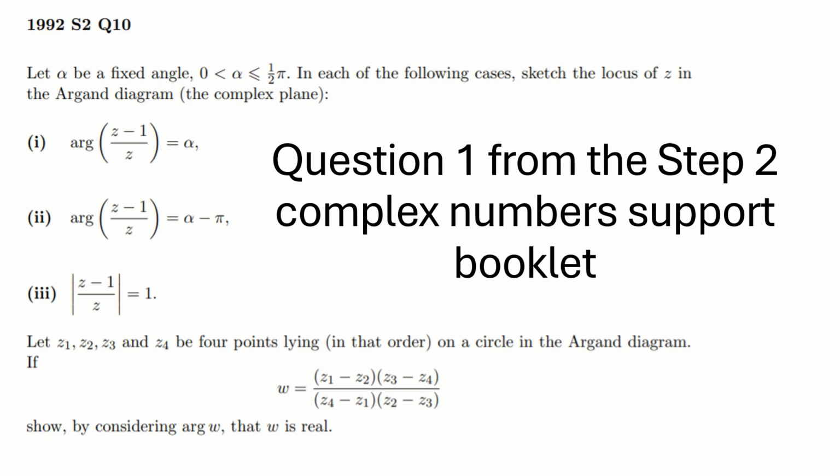This is a step 2 question from 1992. It's question 10. It's also question 1 from the step 2 complex numbers support book. A couple of things to say before we do this question, particularly for the first couple of bits.